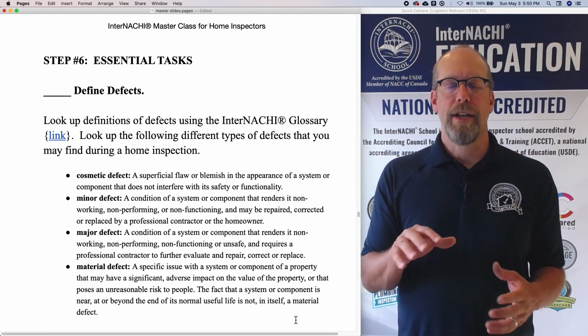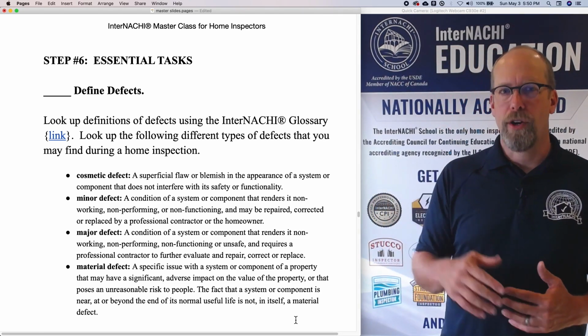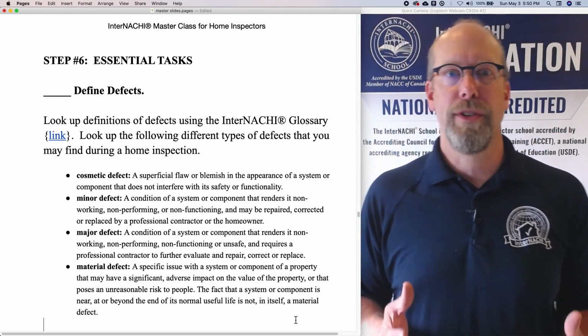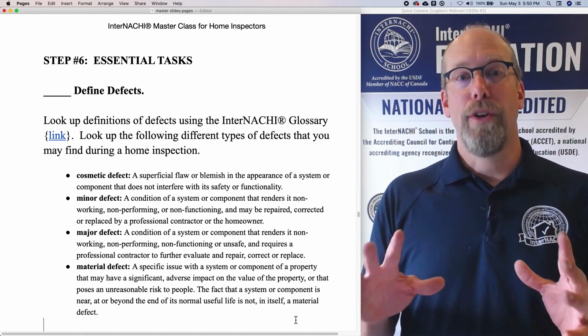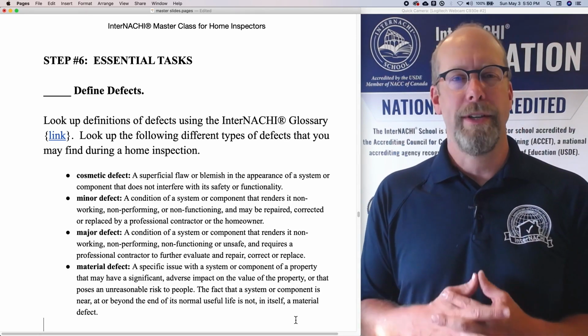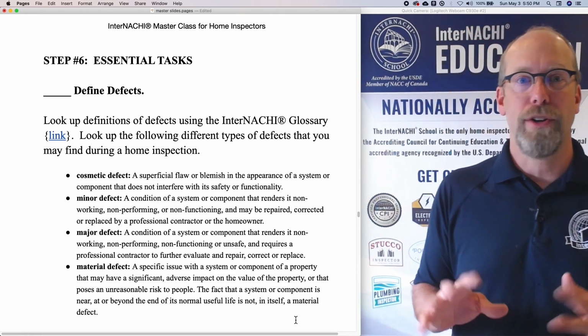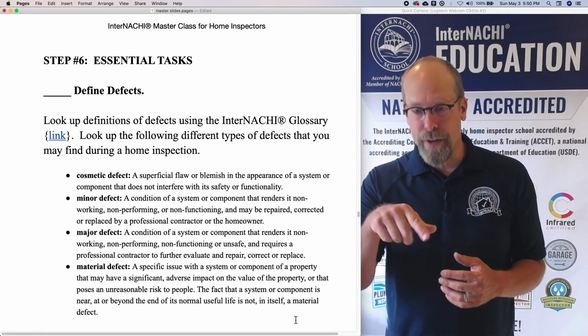There are other defects that you are required to list as in need of correction according to the Standards of Practice, so please refer to the Home Inspection Standards of Practice. But according to the glossary, there are four different types of defects here, and you could use these terms or not. There's no regulation, no standard, no requirement for using the terms of the different types of defects.